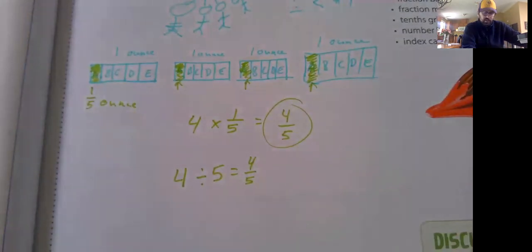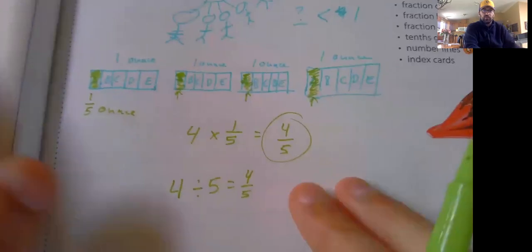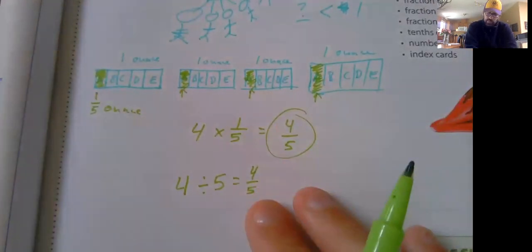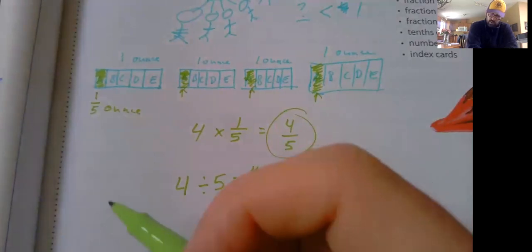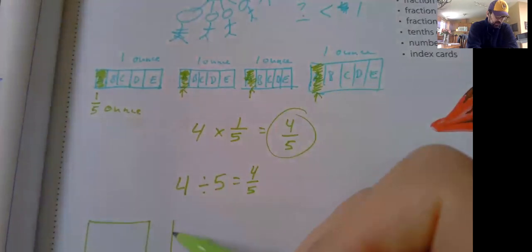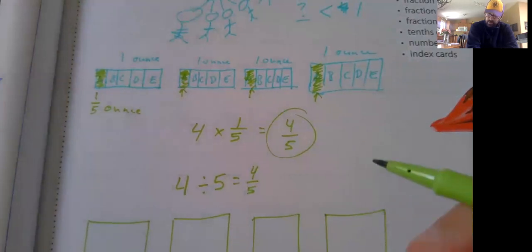And to model that, okay? So again, 4 divided by 5 is equal to 4/5. And this is your visual evidence to prove that, okay? Another way we could possibly look at this, I guess, is we could go ahead and break this up like this. Go 1, 2, 3, 4, right? Okay.